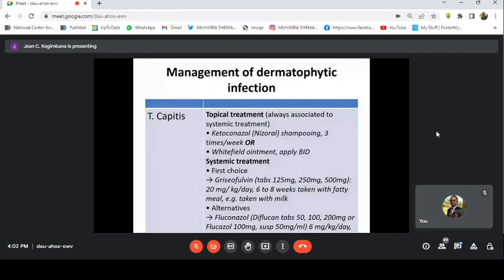Fluconazole, of course, or different, is an alternative as well, at 6 milligrams per kilo per day. Please don't treat tinea capitis alone with topical treatment. Always associate it with oral treatment, griseofulvin or fluconazole. Right?